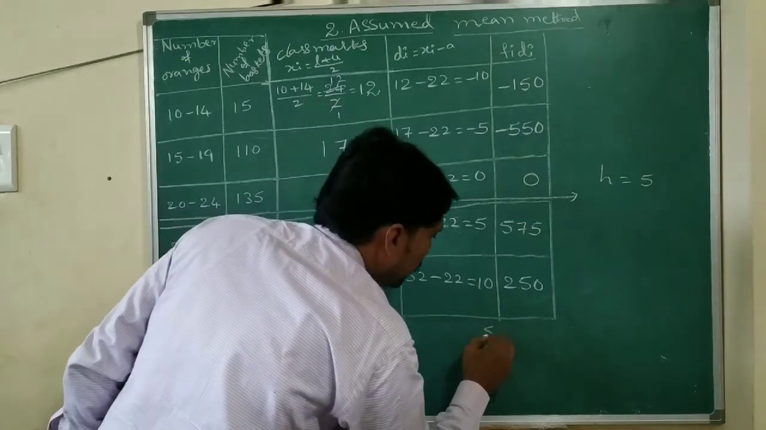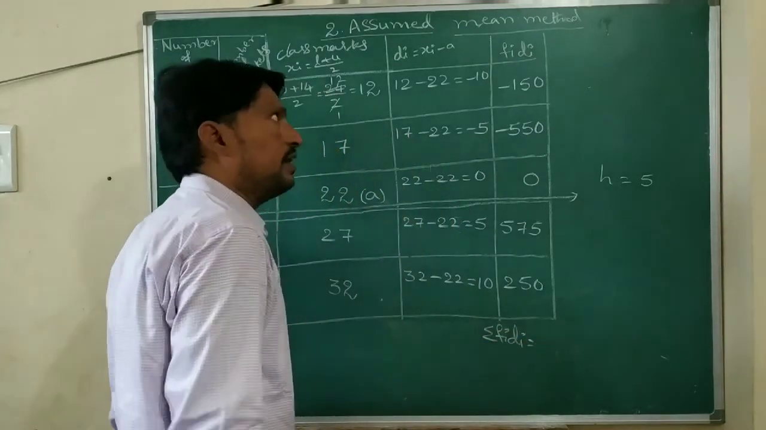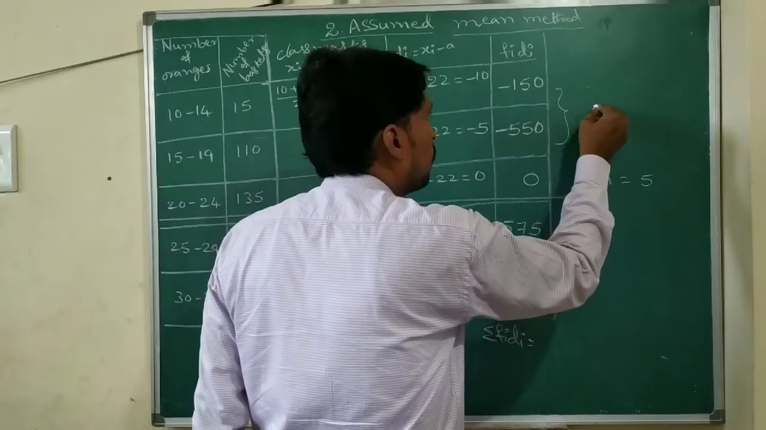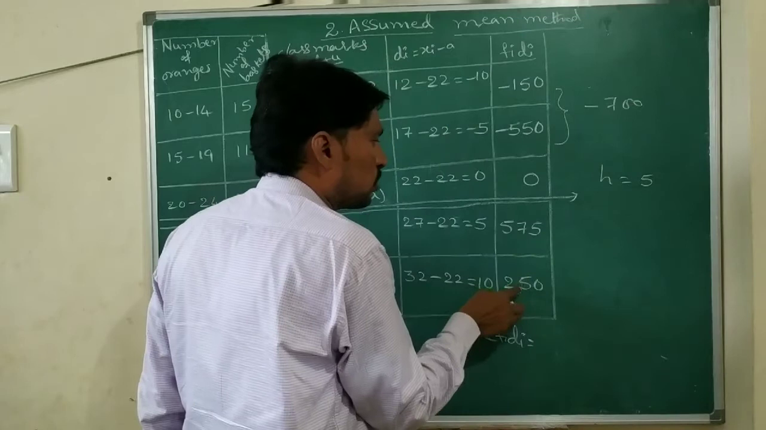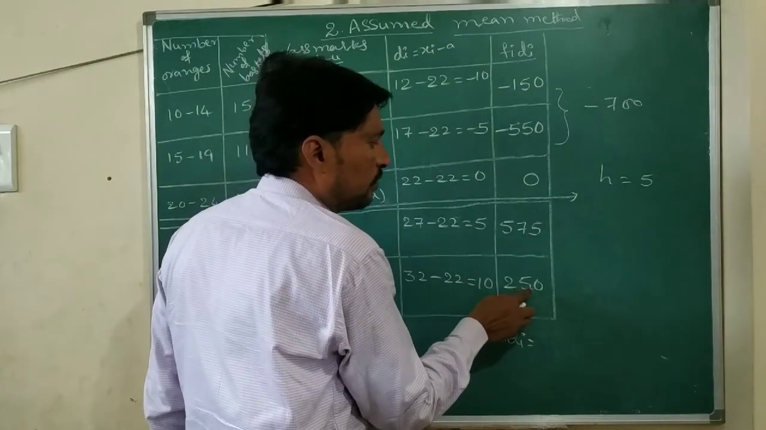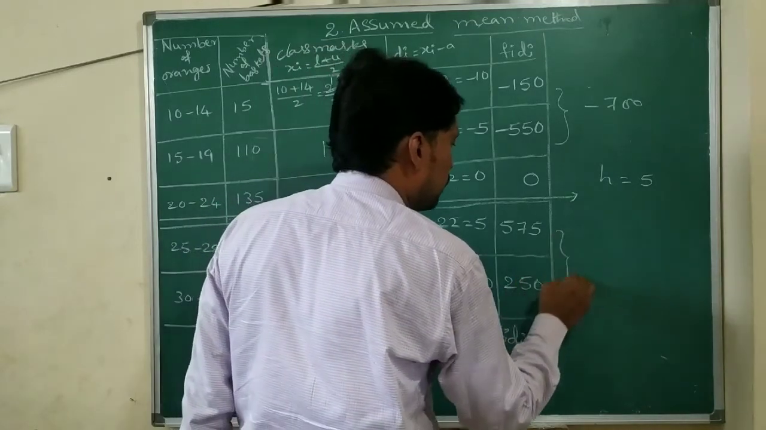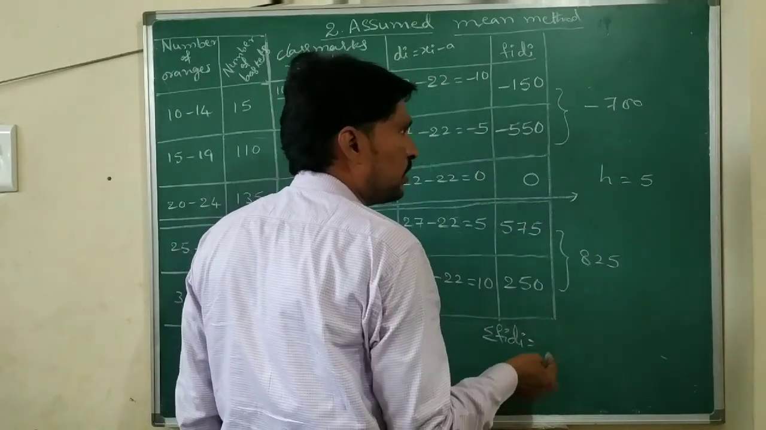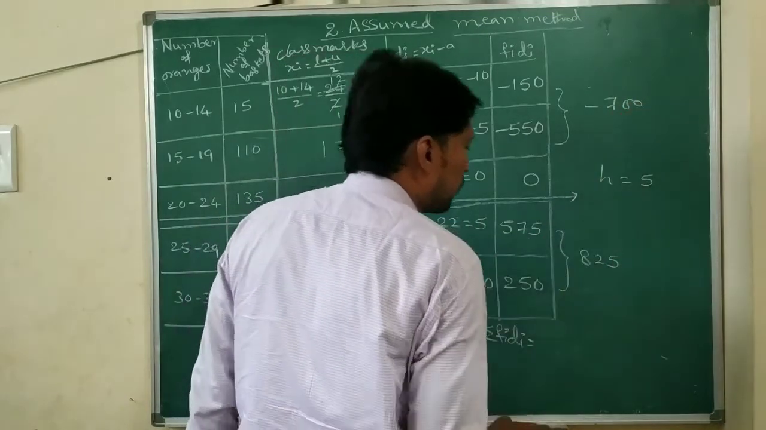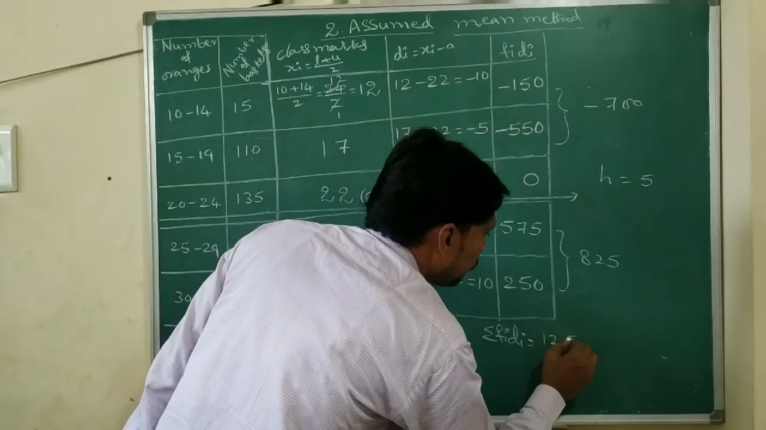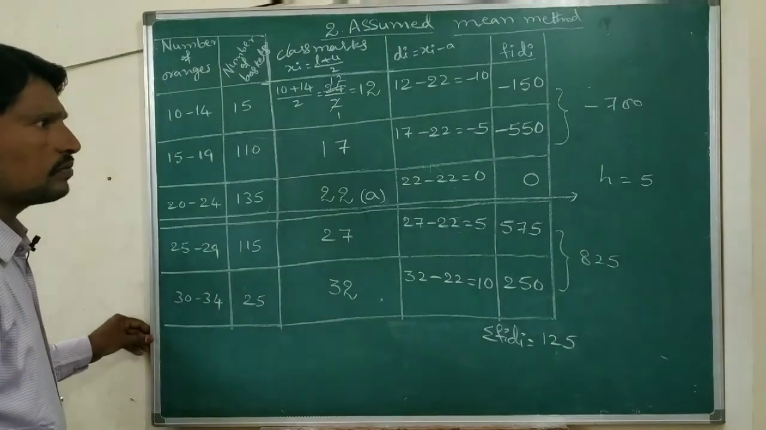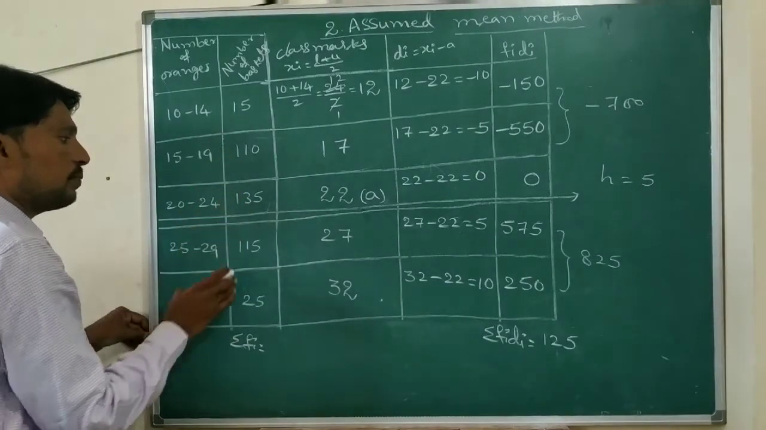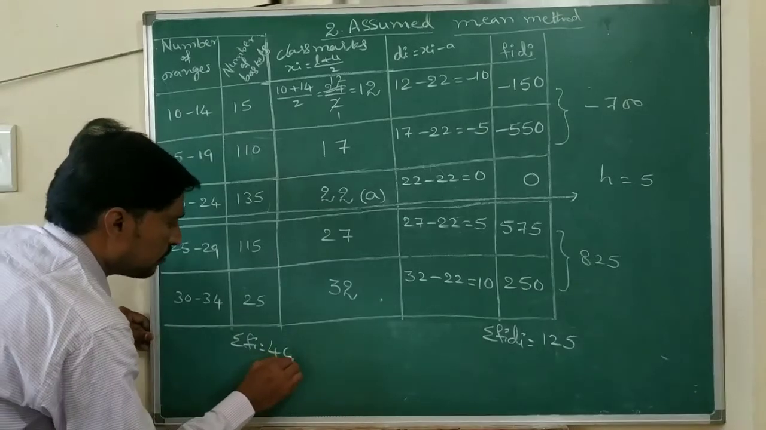Now we need to take sigma Fi Di. How do we get sigma Fi Di? Here minus 150 minus 550, adding both we get minus 700. And these two are plus 575 plus 250, adding them we get 825. Here one is minus, one is plus, so we need to take the subtraction. 825 minus 700, we are getting 125. Next, sigma Fi means 15 plus 110 plus 135 plus 115 plus 25. That we are getting 400.